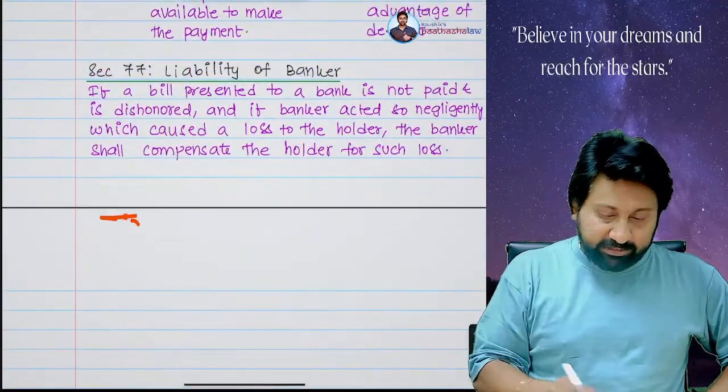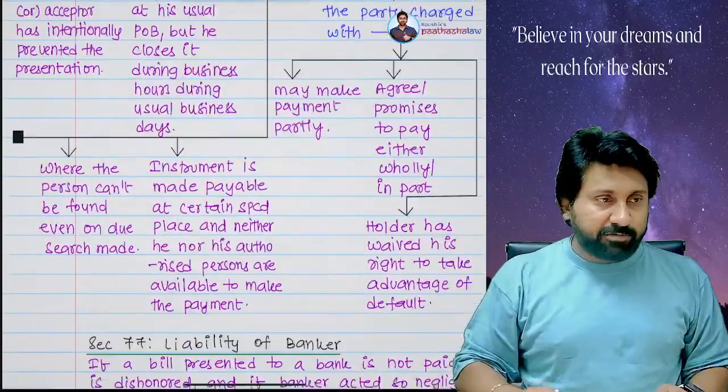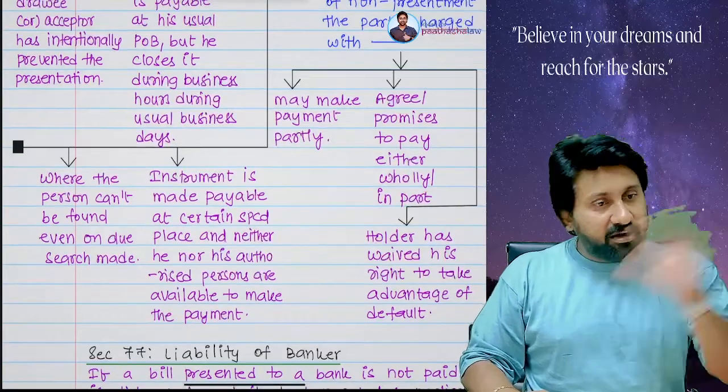Okay, with this, we completed the entire Negotiable Instruments Act, a super quick revision, 1 hour, 15 marks.